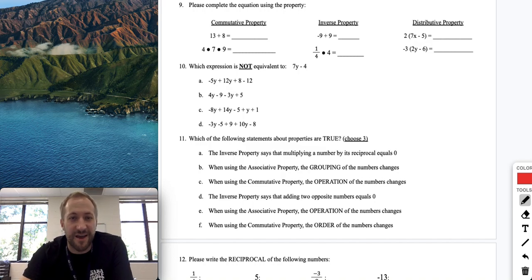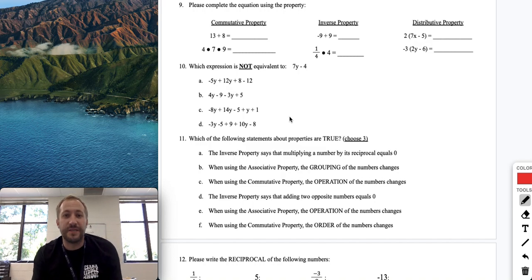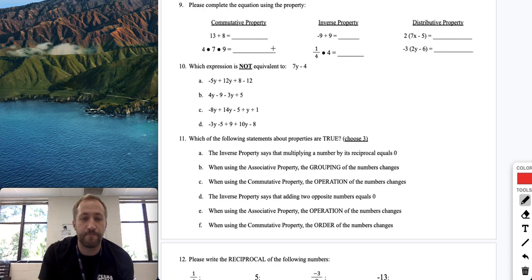Let's do the rest of the study guide. So let's look at number 9. This says, please complete the equation using the property. So this first one says, complete this with the commutative property. And remember, commutative is the property where we change the order.